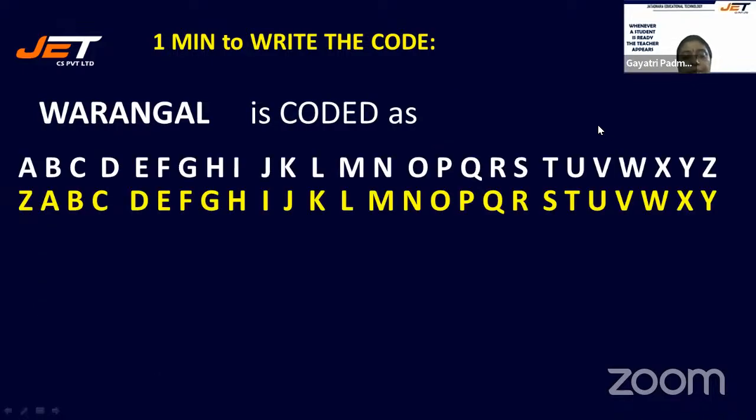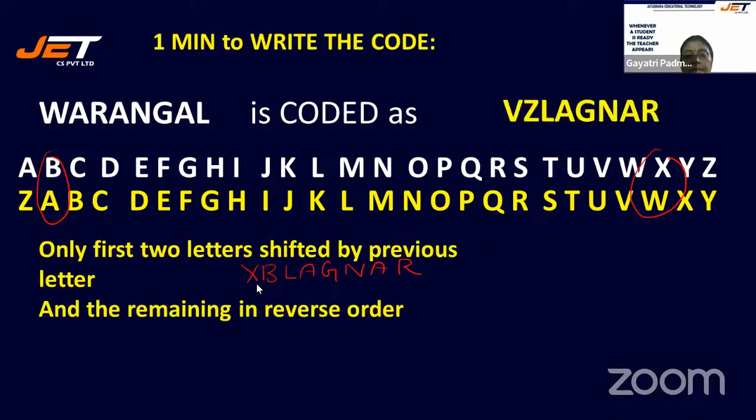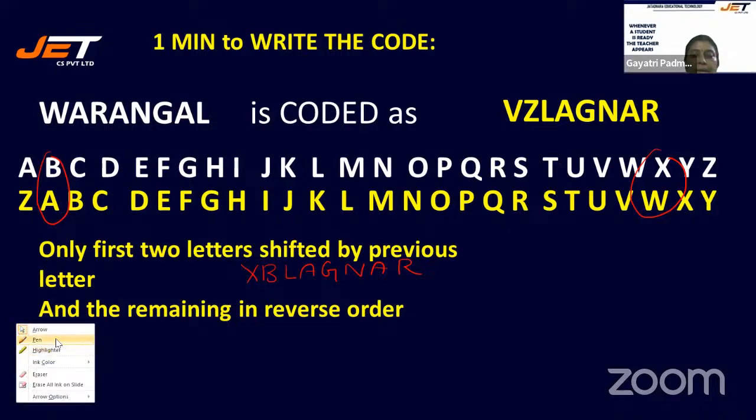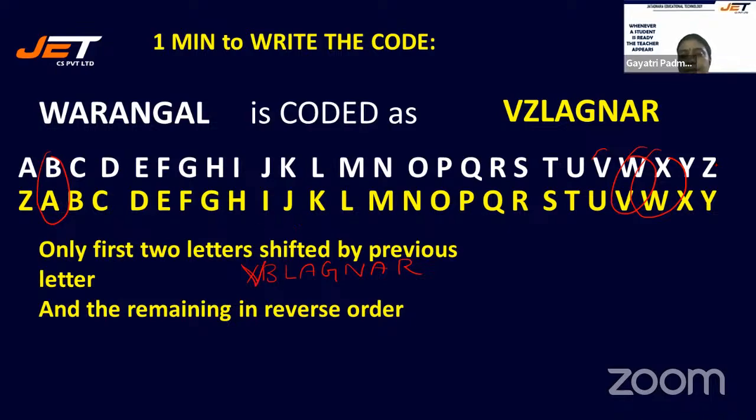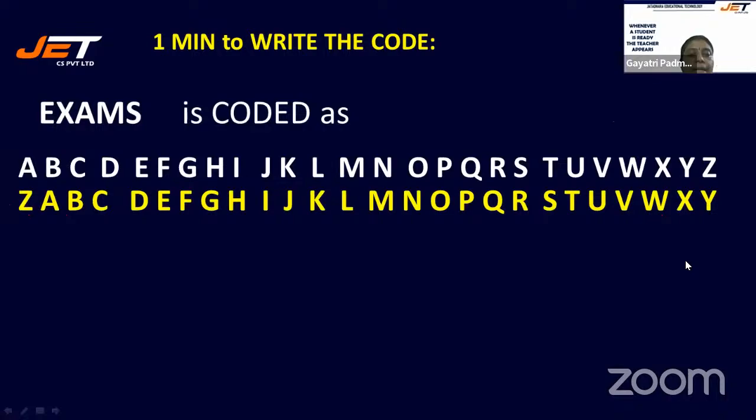Now let us try Warangal. For W, it is V. For A, it is Z. Then the rest reversed, LAGNAR. So the answer is VZLAGNAR.